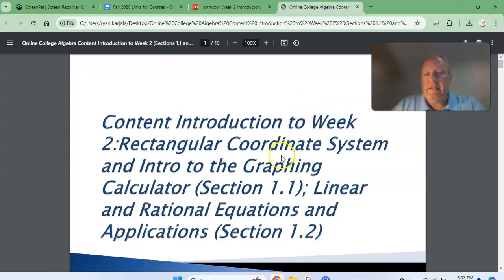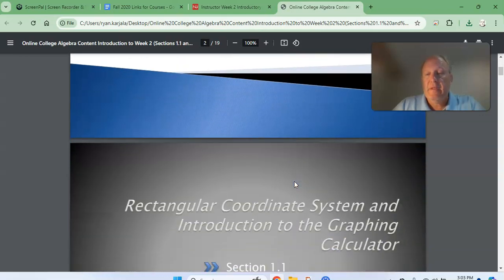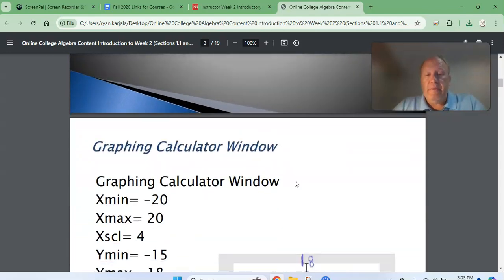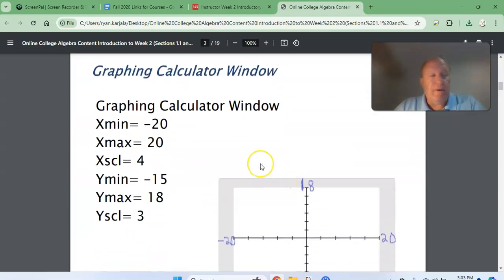So our content this week deals with graphing and the coordinate system. It deals with solving linear and rational equations and some applications. If you watch that other video, it'll go over how to graph using a graphing calculator if you've never done it before. If you need help, let me know. I can help you with it as well. But the big thing is we are going to work on using the graphing calculator's window.